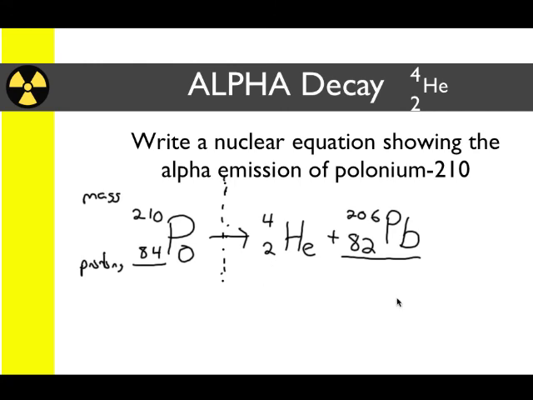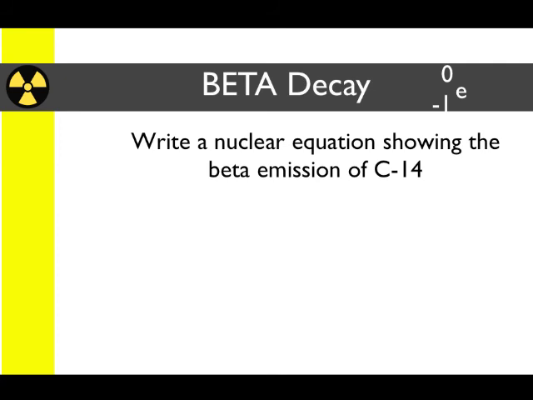Very good. Awesome. And then we have beta decay, a lot like alpha decay, except in this case we're going to be giving off a beta particle. The only thing you have to watch out for in this one is the beta particle has a negative number in the atomic number category. So you have to watch your math. You're adding negative numbers. Write a nuclear equation showing the beta emission of carbon-14.